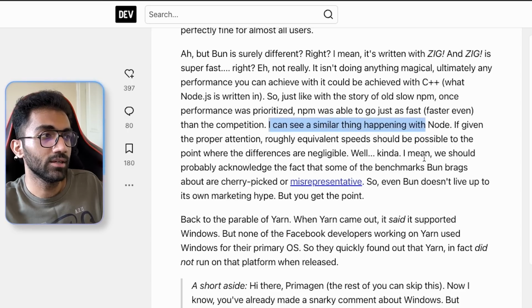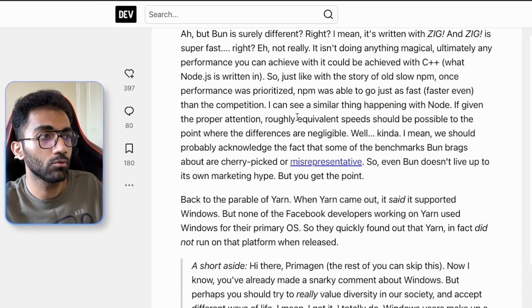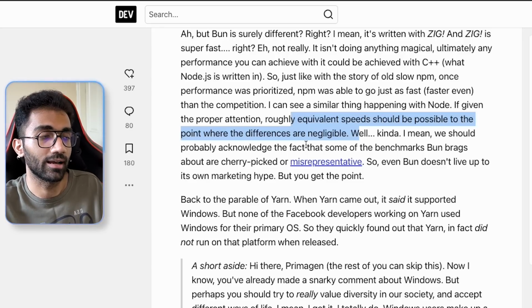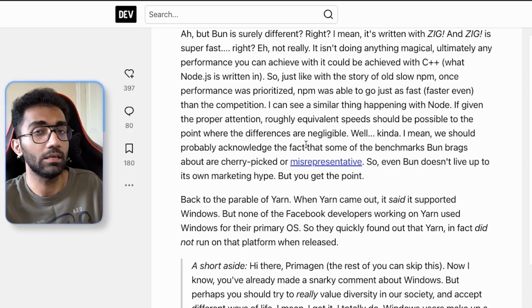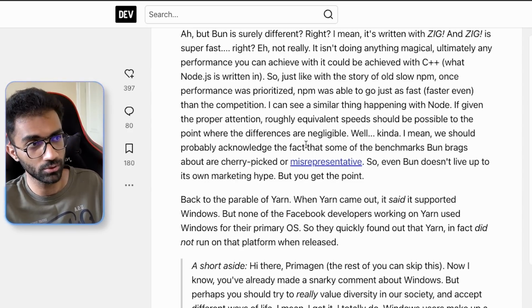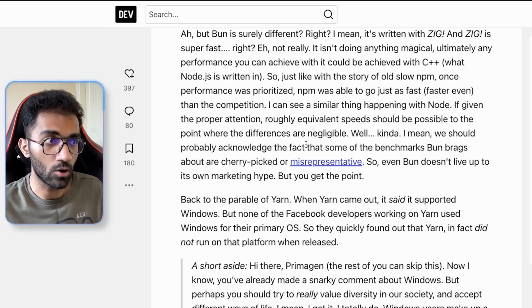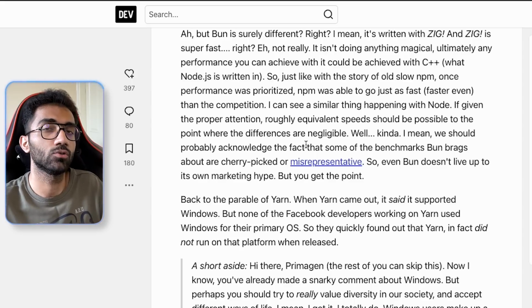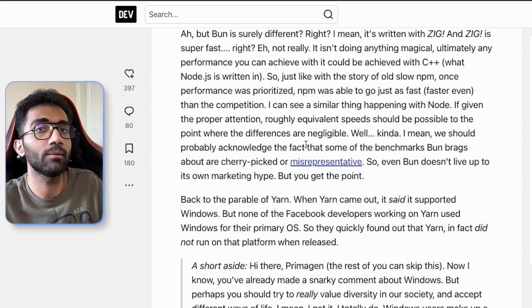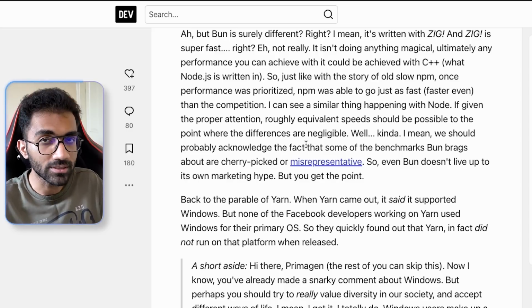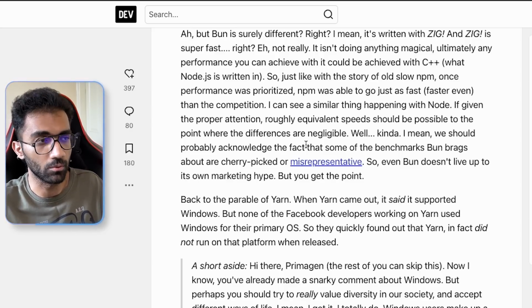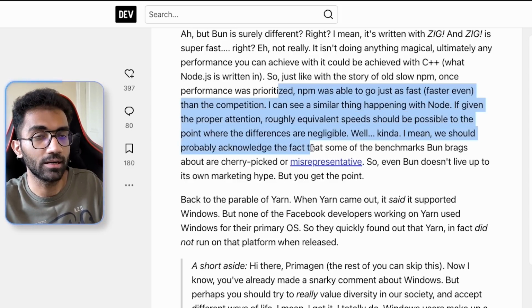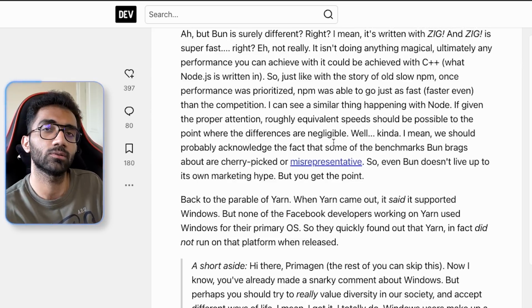He says that I can see a similar thing happening with Node. If given proper attention, roughly equivalent speed should be possible to the point where differences are negligible. Now here's where things get interesting, because does Node have that level of bandwidth or even venture capital or maybe attention? Node is an open source project. I'm not exactly sure about the structure of Node.js or what exactly happens behind the scenes. How is Node.js funded as a project? Are there any full-time people who are working on Node.js performance or features or something? But I am pretty sure that with the right motivation and the right things, Node will and can be faster than Bun. That's what he's writing, and I agree with that.